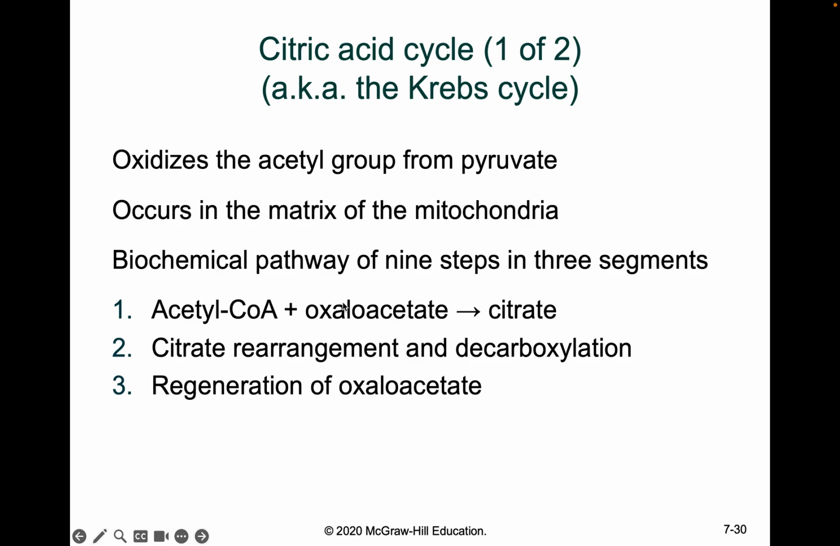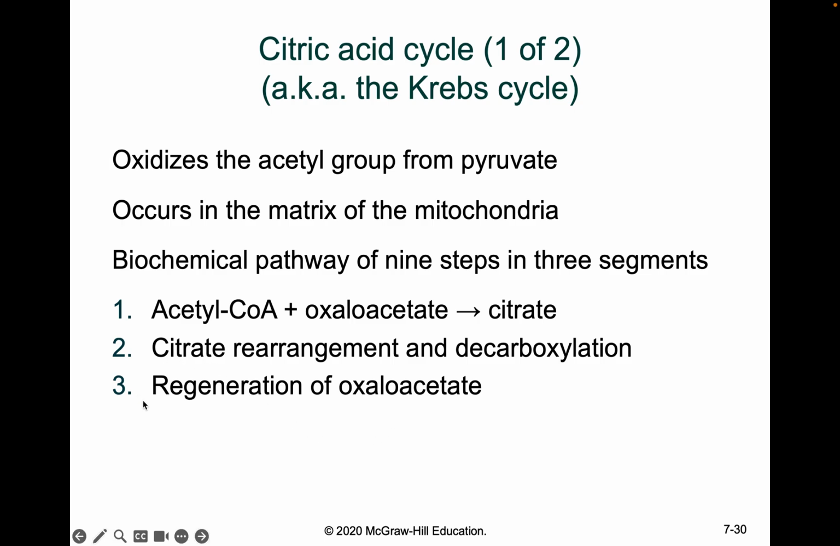Oxaloacetate is a 4 carbon. So citrate becomes 6 carbons. Then this 6 carbon is rearranged, so you isomerize it, and then you basically decarboxylate it. So you start removing carbon dioxide a lot from it, and this actually helps you a lot in giving a bit of energy to fuel ATP.